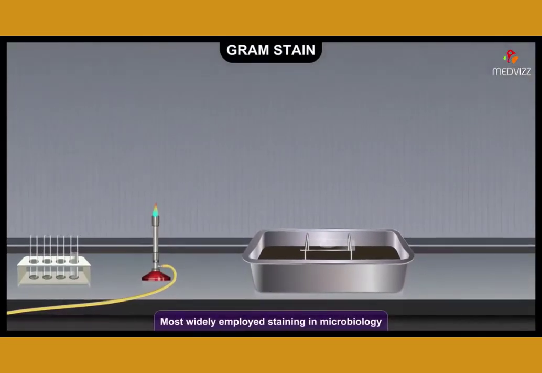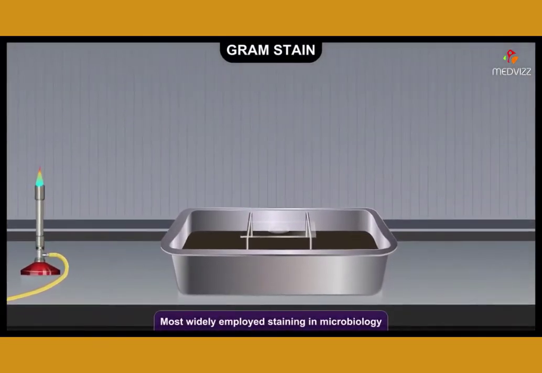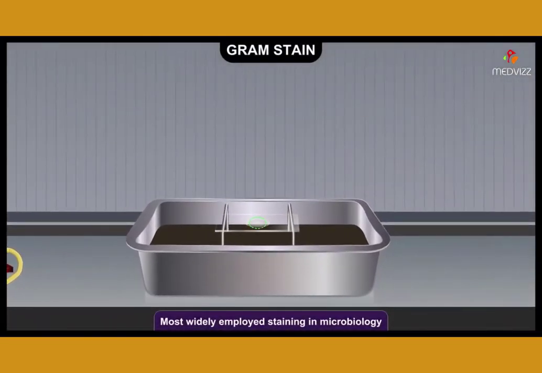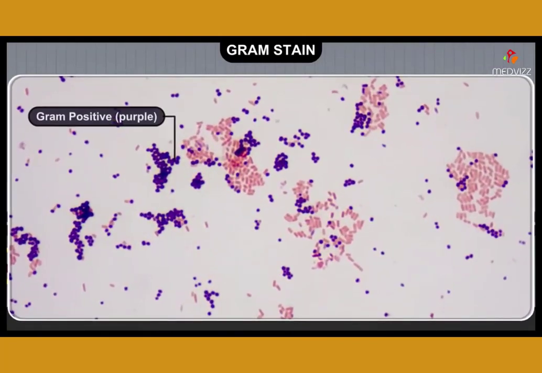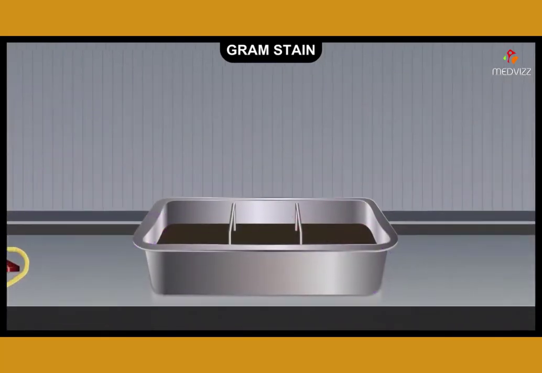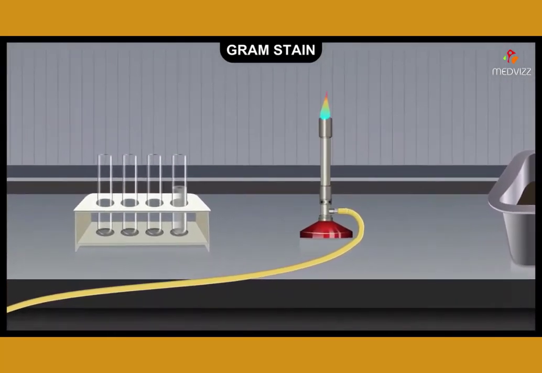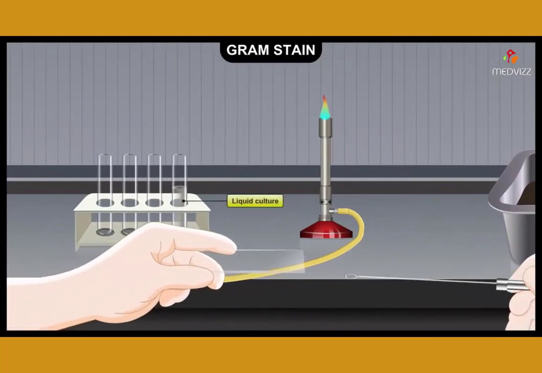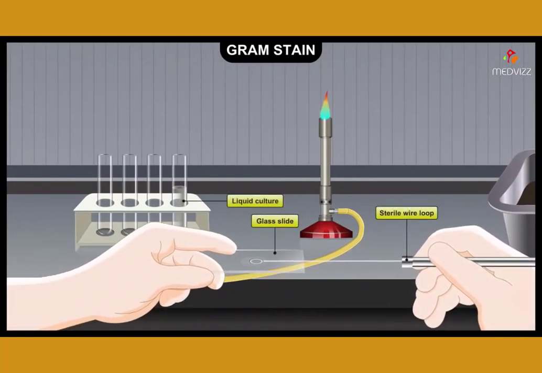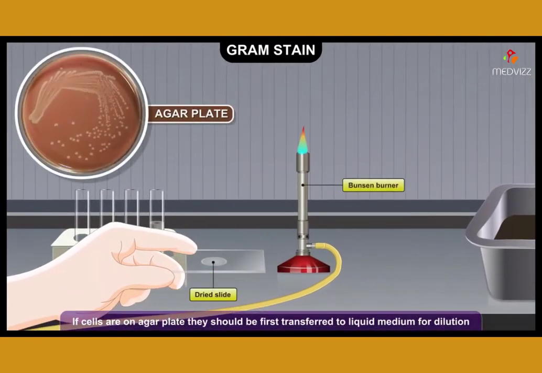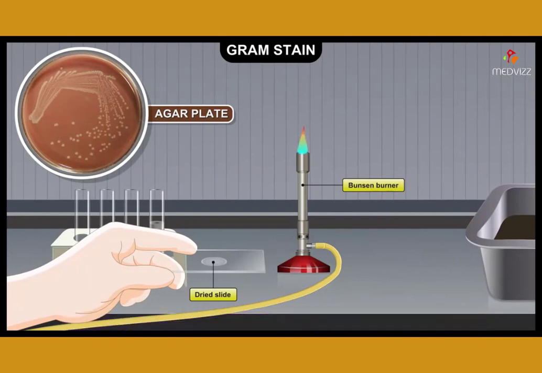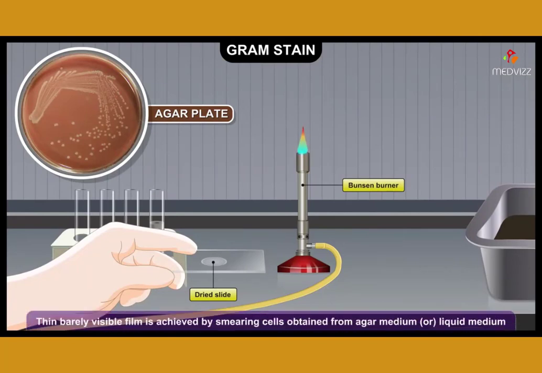The gram stain is the most widely employed staining method in microbiology. It is a differential stain because it divides bacteria into two classes, gram-positive and gram-negative. In the first step of the gram stain procedure, cells from a fresh culture are transferred to a clean slide and allowed to dry. If the cells are on an agar plate, they should first be transferred to a liquid medium for dilution. The cells should form a thin, barely visible film.